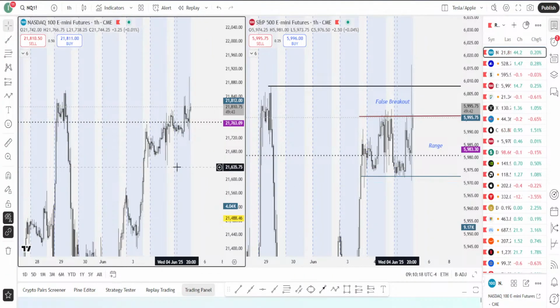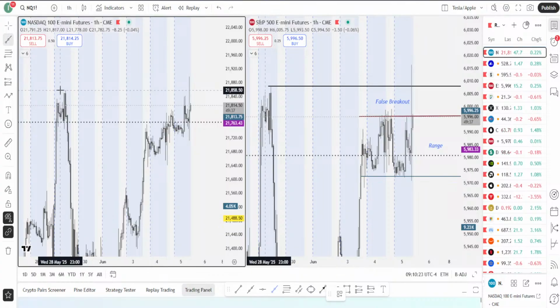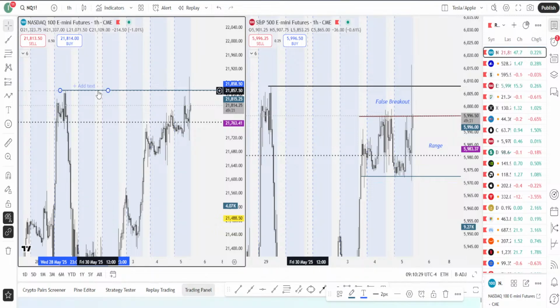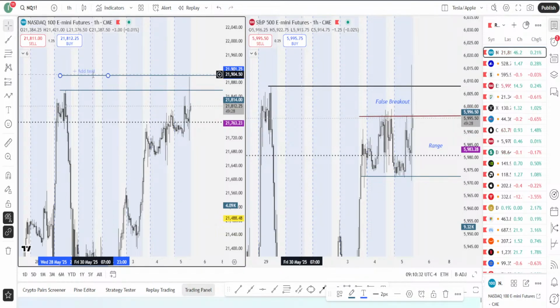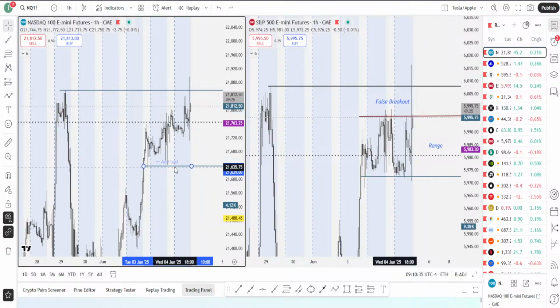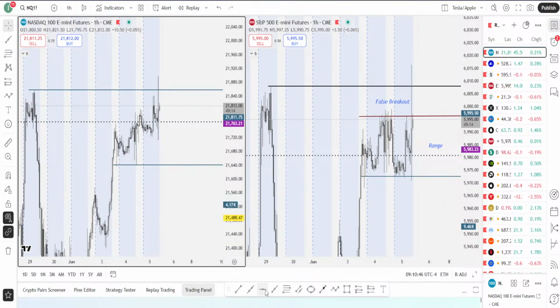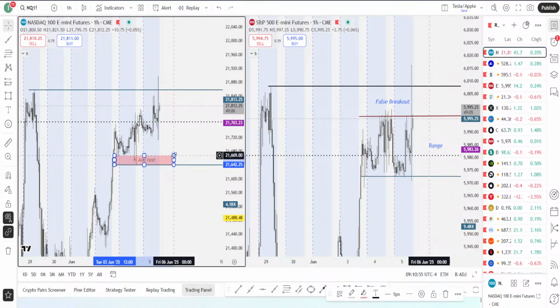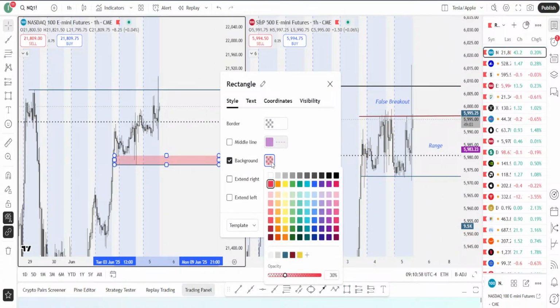All right. So here on the Qs, we have resistance here. This is our previous high. This is our support here on the Qs. And I'll probably have a zone here because I can see there's a lot of wicks coming from the same section. So this would be the demand zone.